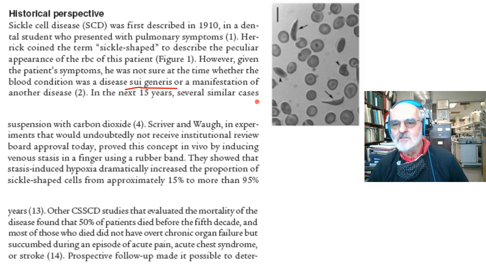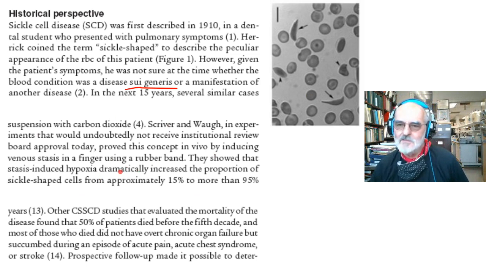Okay, and so as more and more cases came about, they were able to track that this was actually being inherited from parents, and so that explains what's going on. Okay, it was also around this time noted that when you deny oxygen, these sickle-shaped red blood cells form.